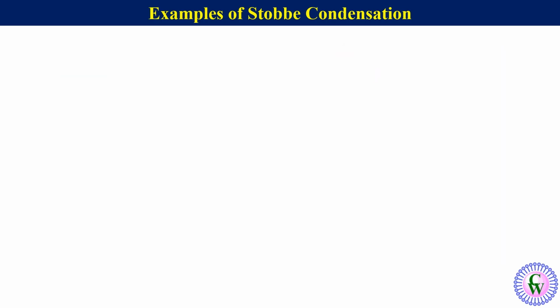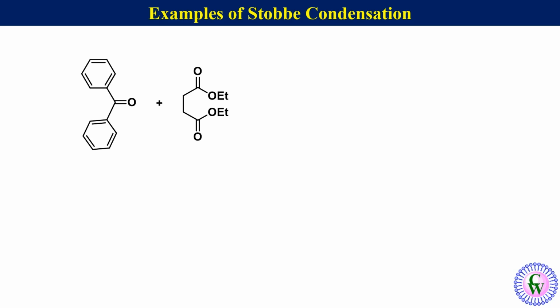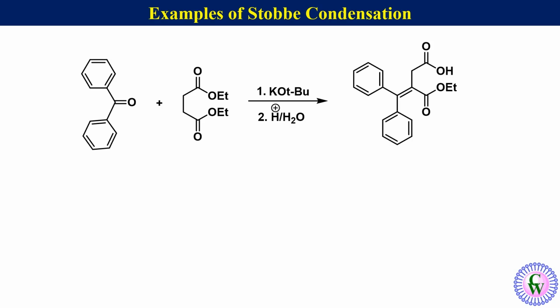Examples of Stobbe condensation. Reaction of benzophenone with diethyl succinate in the presence of potassium tert butoxide followed by acidic workup gives 3-ethoxycarbonyl 4,4-diphenyl but-3-enoic acid. Here we can see that there is condensation at this methylene group and the ester group attached to the other methylene group gets hydrolyzed to carboxylic acid.